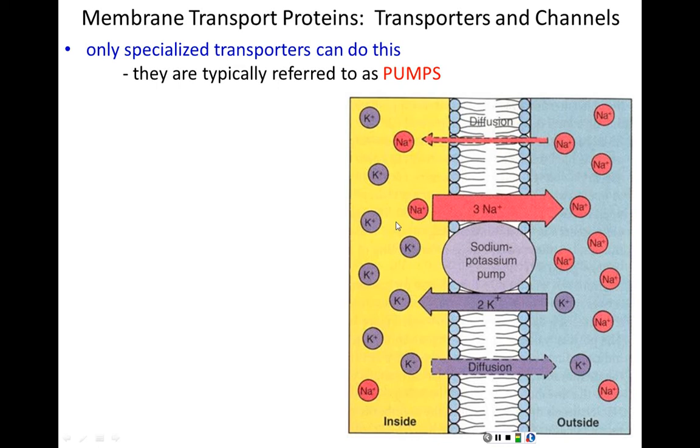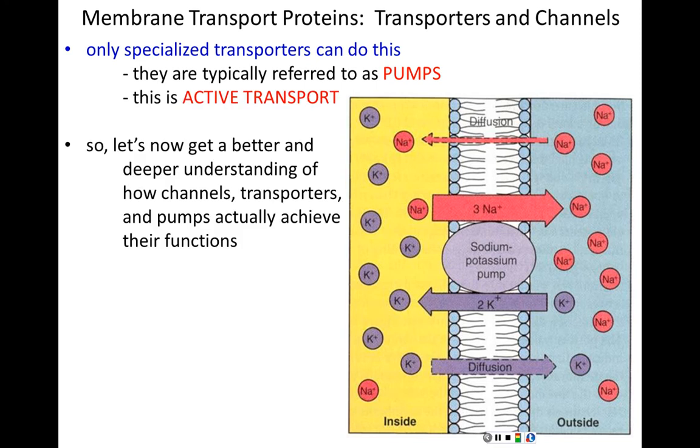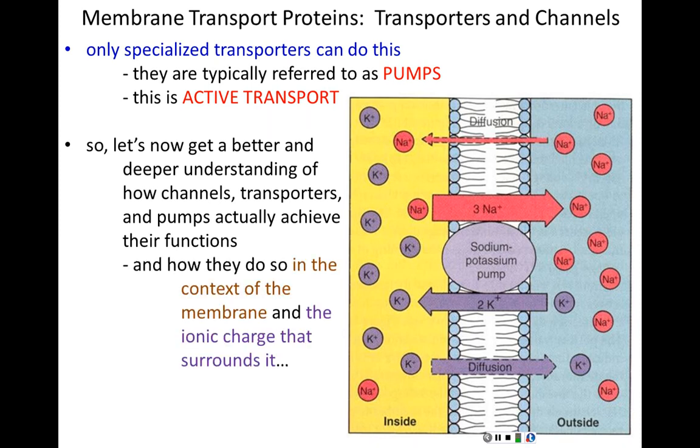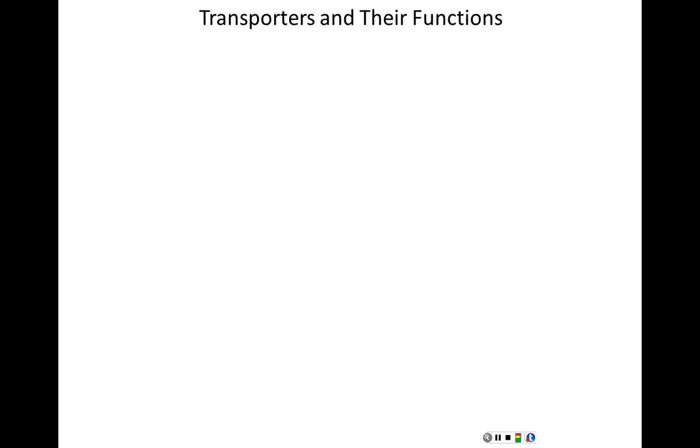The sodium-potassium pump pumps sodium from inside the cell to outside, from where it's less concentrated to where it's more. That requires energy. That's going against the concentration gradient. That is active transport. So, let's try now to get a better and deeper understanding of how channels, transporters, and pumps are different from one another and how they actually achieve their functions. More importantly, building off of the concepts from the last lecture, how channels, transporters, and pumps achieve their functions in the context of the lipid bilayer and the ions that surround it. So we're going to start with transporters and their functions.